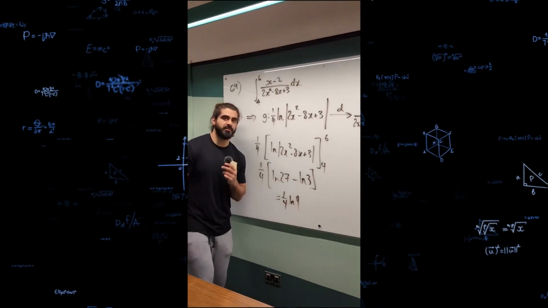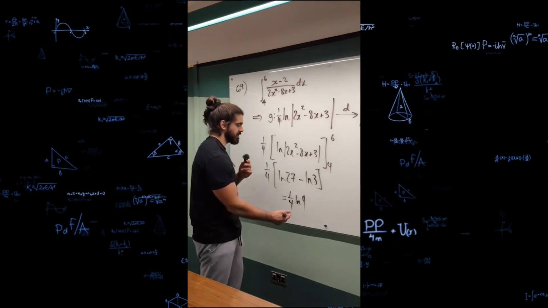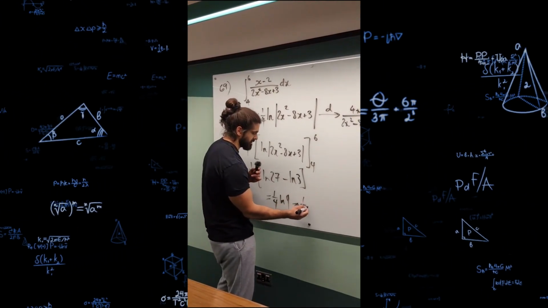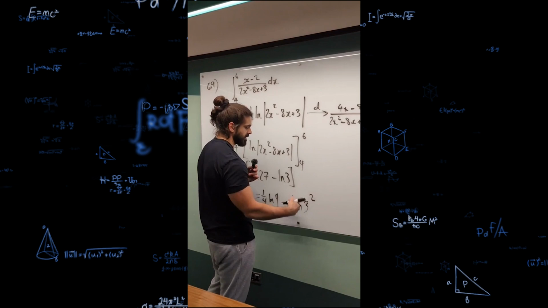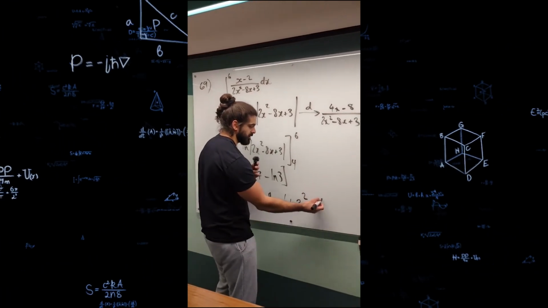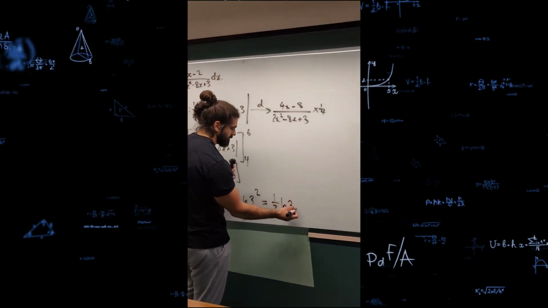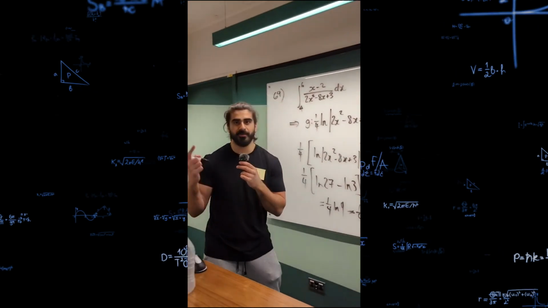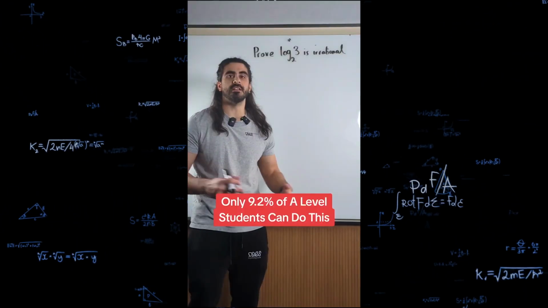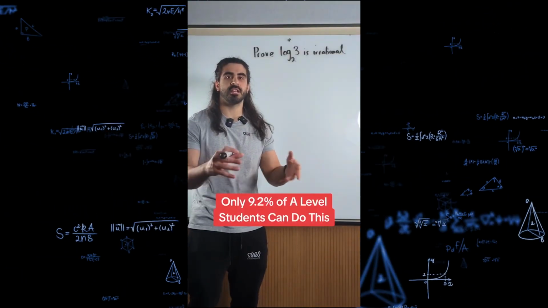But only an amateur would leave their answer like this. We notice 9 is 3 squared. We can bring down the 2. 2 times a quarter, half. Ln 3. Waitrose job secured. Nice. Only 9.2% of students could get this question correct.